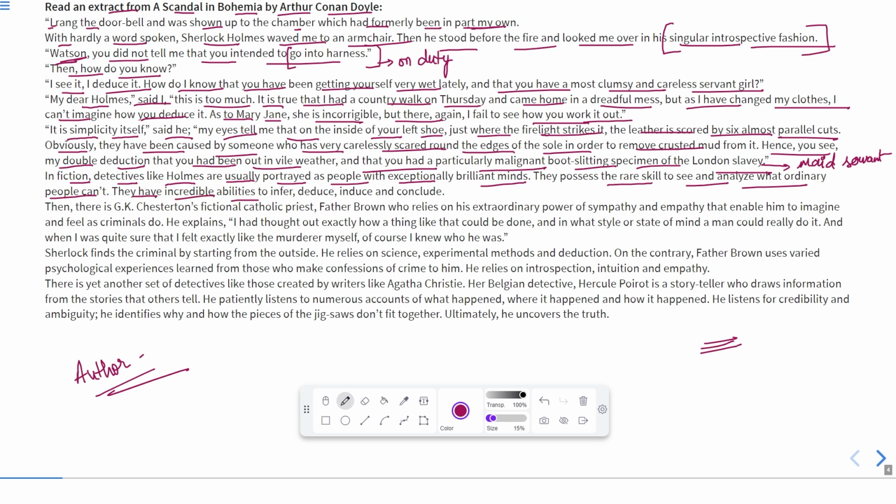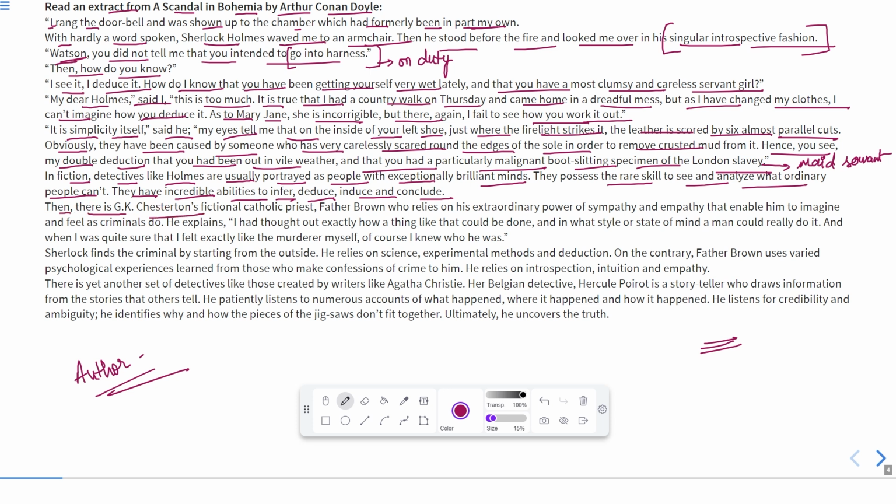They have incredible abilities to infer, deduce, induce and conclude. It means he praised Sherlock Holmes here, that he was a detective who had an incredible mind, with abilities to infer anything, deduce and induce and conclude. It means which can conclude the facts. Okay, so he just praised Detective Sherlock Holmes over here.